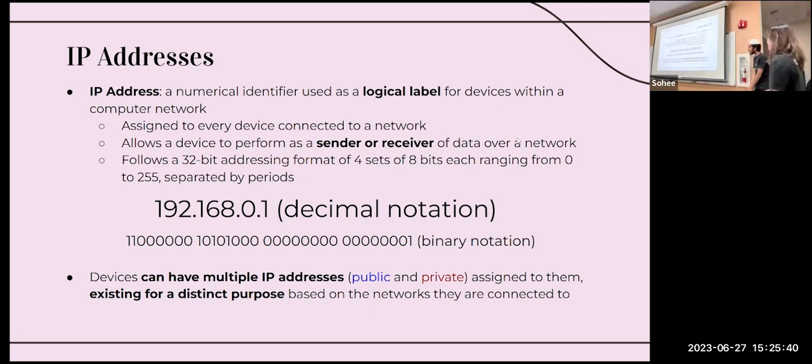Yeah, so that might be a little confusing because you're thinking, I thought an IP address was a unique identifier, right? And it is a unique identifier, but only in the scope of your network, and you can be in multiple networks, right? You can be connected to the internet, but also connected to the school network. So we'll talk about how that works on the next few slides.